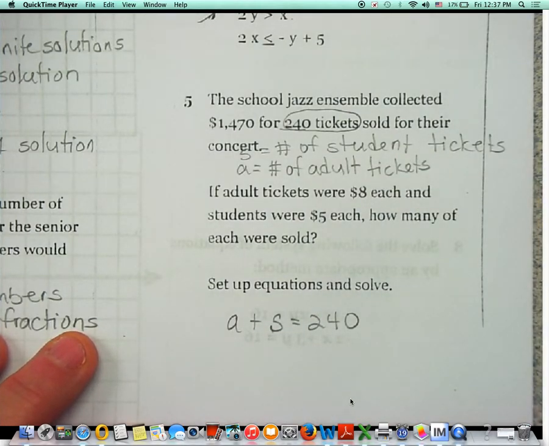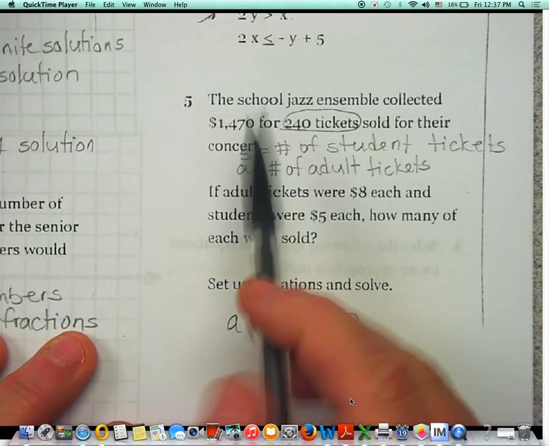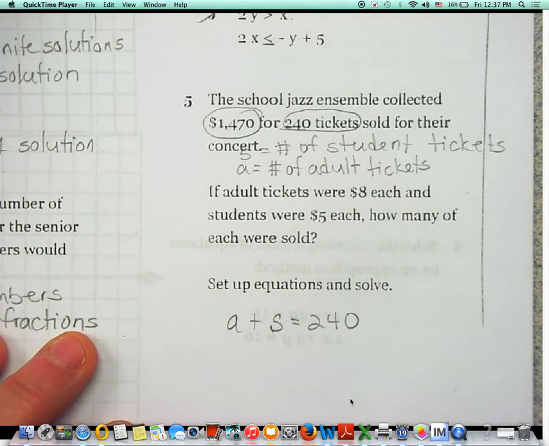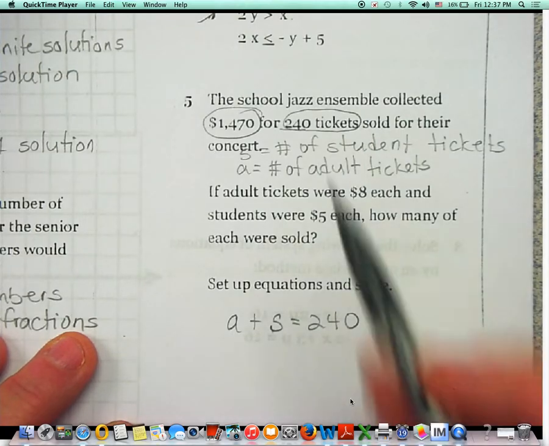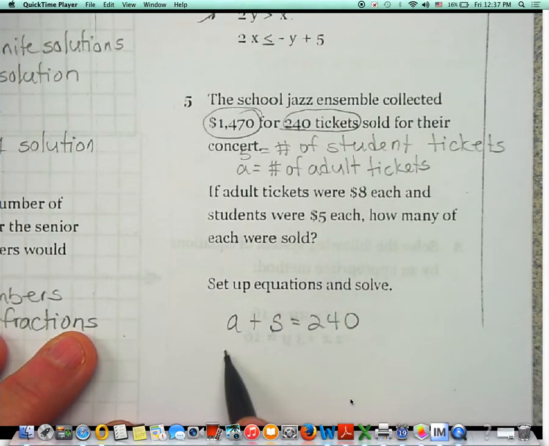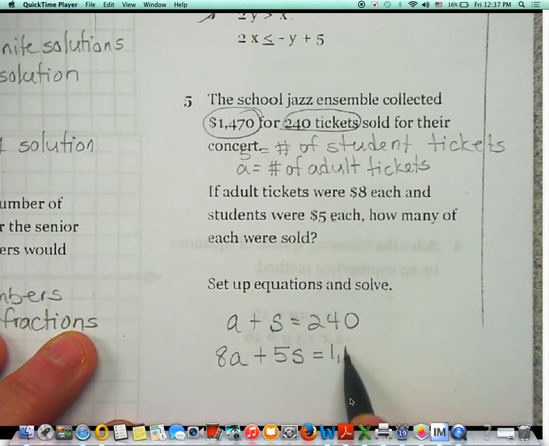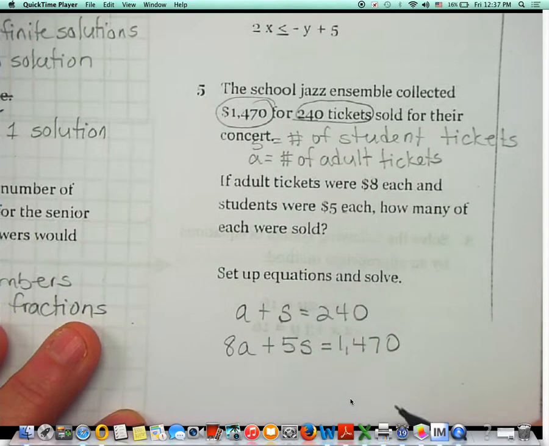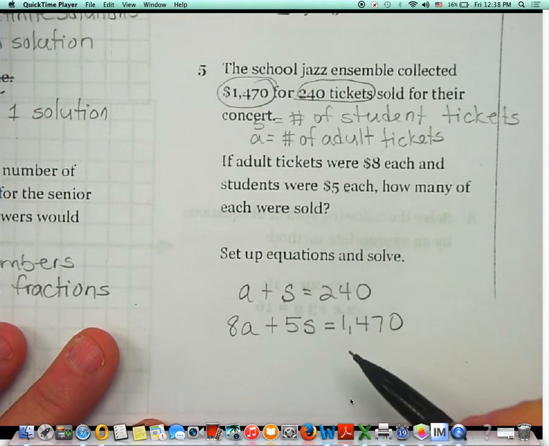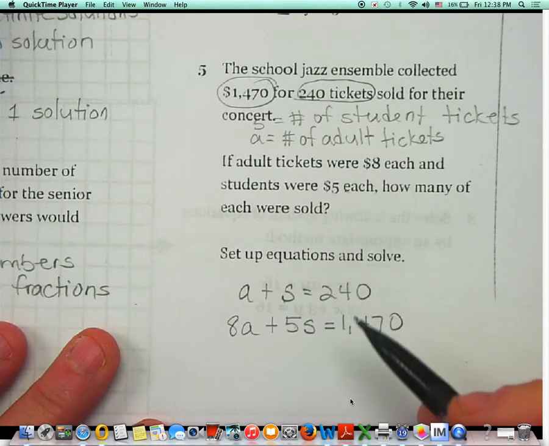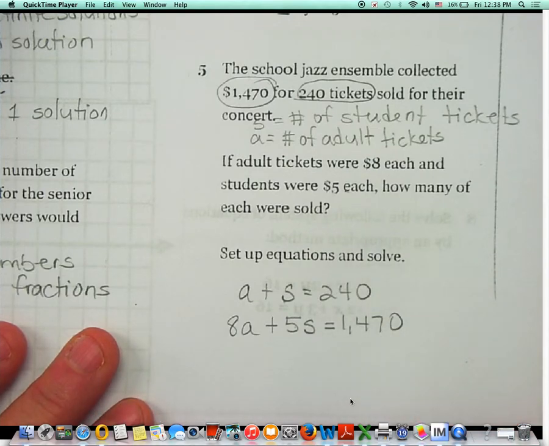Okay, and then we have a total amount for how much money they collected. Since adult tickets were $8 each, we can write 8A plus student tickets are $5 each, $5 times the number of student tickets equals $1,470. Now we need to solve it, and we can solve it using elimination, substitution, graphing, or matrices.